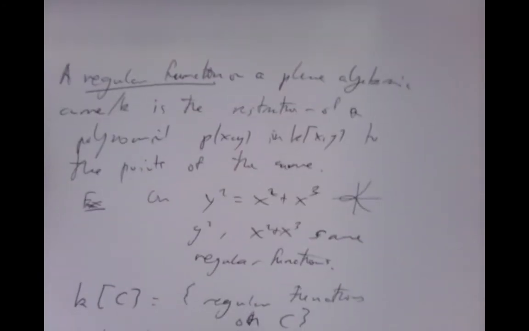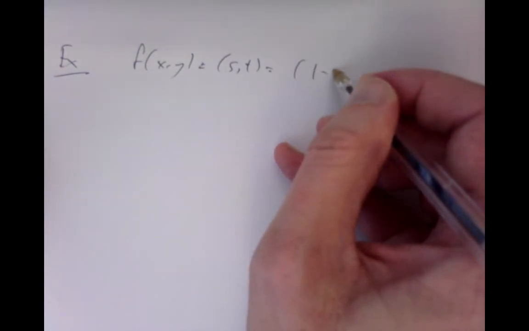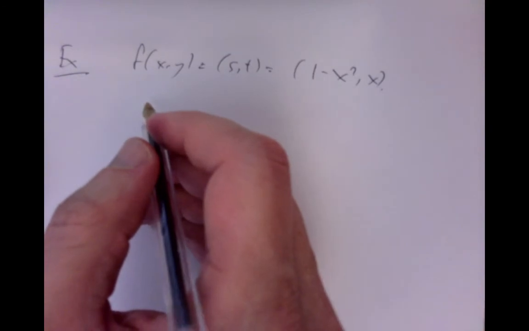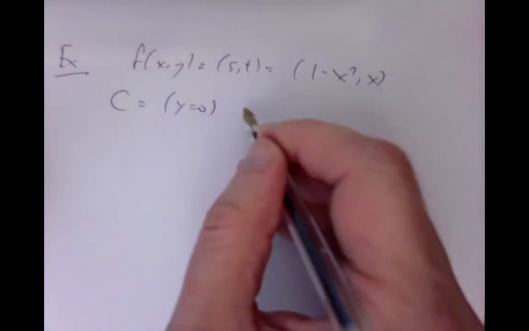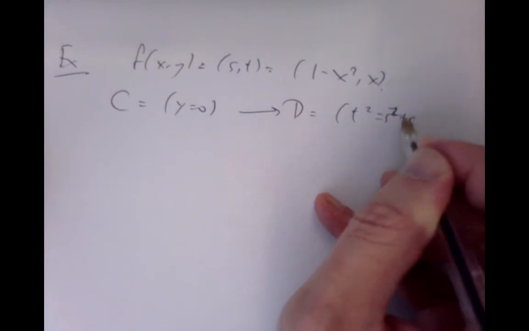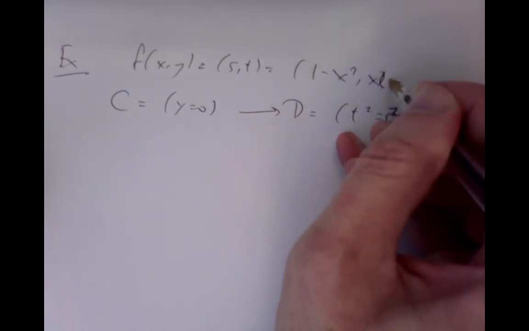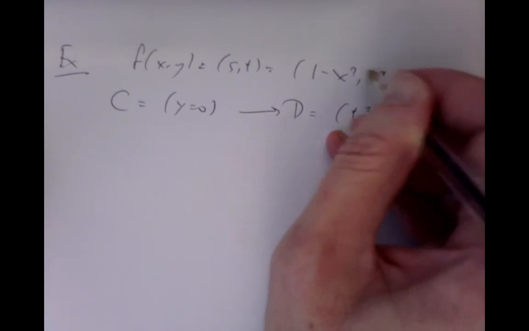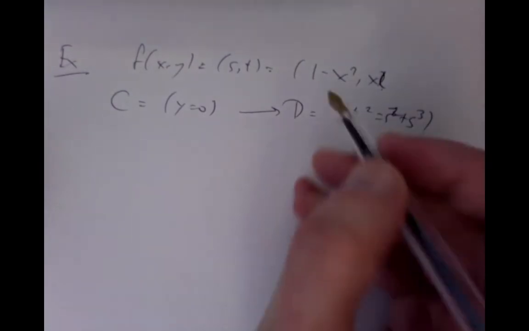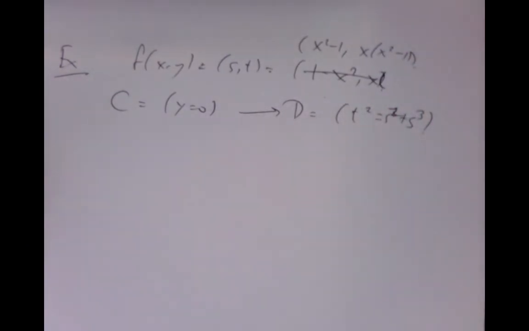Now we can use more regular morphisms to try and relate different curves to one another. So as an example of a regular morphism, let f of x and y be some polynomial s, polynomial t in x and y, which will be simply 1 minus x squared, x. And then that'll take a curve, which is simply the curve y equals 0, to the curve D, which is the curve t squared equals s squared plus s cubed, if I've got it right. This should probably be x times, what do I want to do here? What was it before? It was x squared minus 1 and x times x squared minus 1. And that relates these two curves.